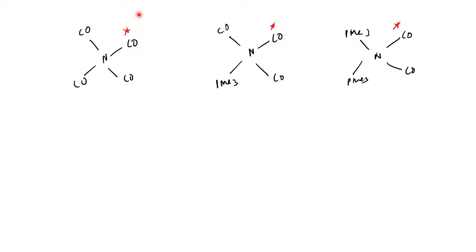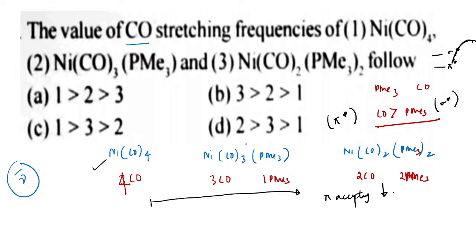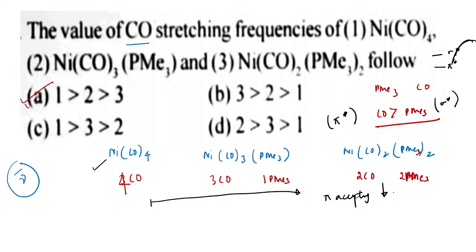Is it clear to all of you? First of all, tell me, is the reason clear why the extent of back bonding is decreasing in the Ni-CO bond? So now if I write down the extent of back bonding in nickel and isotopic carbonyl, the correct order is third, second and first. If this is the correct order of back bonding, then the stretching frequency will be in reverse order: 1, 2 and 3. So the correct answer is option A.